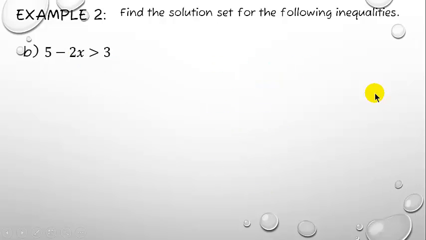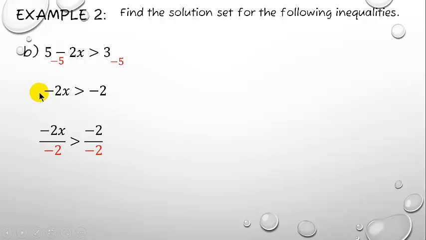Okay, B: 5 minus 2x is greater than 3. Again, we get the x on the left-hand side by itself, so we're going to subtract 5 from each side. So we end up with minus 2x is greater than minus 2. Getting rid of that minus 2, we divide by minus 2, because remember it's minus 2 times x, and the opposite is divide. So dividing both sides by minus 2, minus 2 divided by minus 2 ends up to be 1. So I'll have 1x.